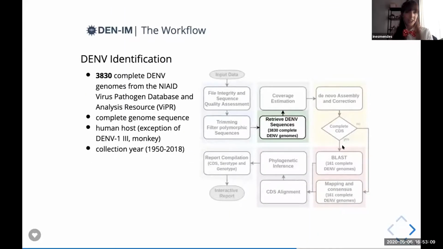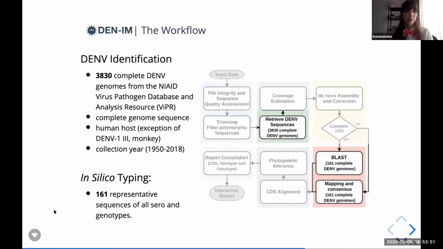So about the steps of the dengue identification. We compiled 2 databases. The very first one has almost 4,000 dengue genomes, complete dengue genomes, that were retrieved from the Virus Pathogen Database and Analysis Resource, so ViPR. They have to be complete genome sequences. They have human host, although, I have to say that this slide is not true anymore. It's not only human host, we also included the mosquitoes. And the collection year, we went from 1950 to 2018. At the time, it was the time we were working on this.